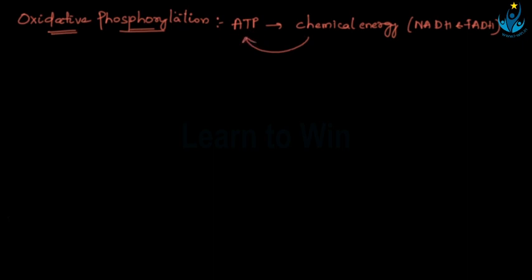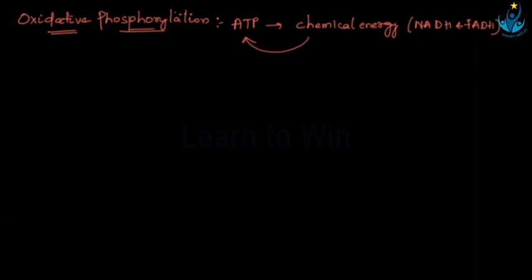This is the third method of ATP formation, where the chemical energy that has been stored in NAD and FAD from glycolysis and the Krebs cycle is used to synthesize ATP. So that's why it's called oxidative phosphorylation.